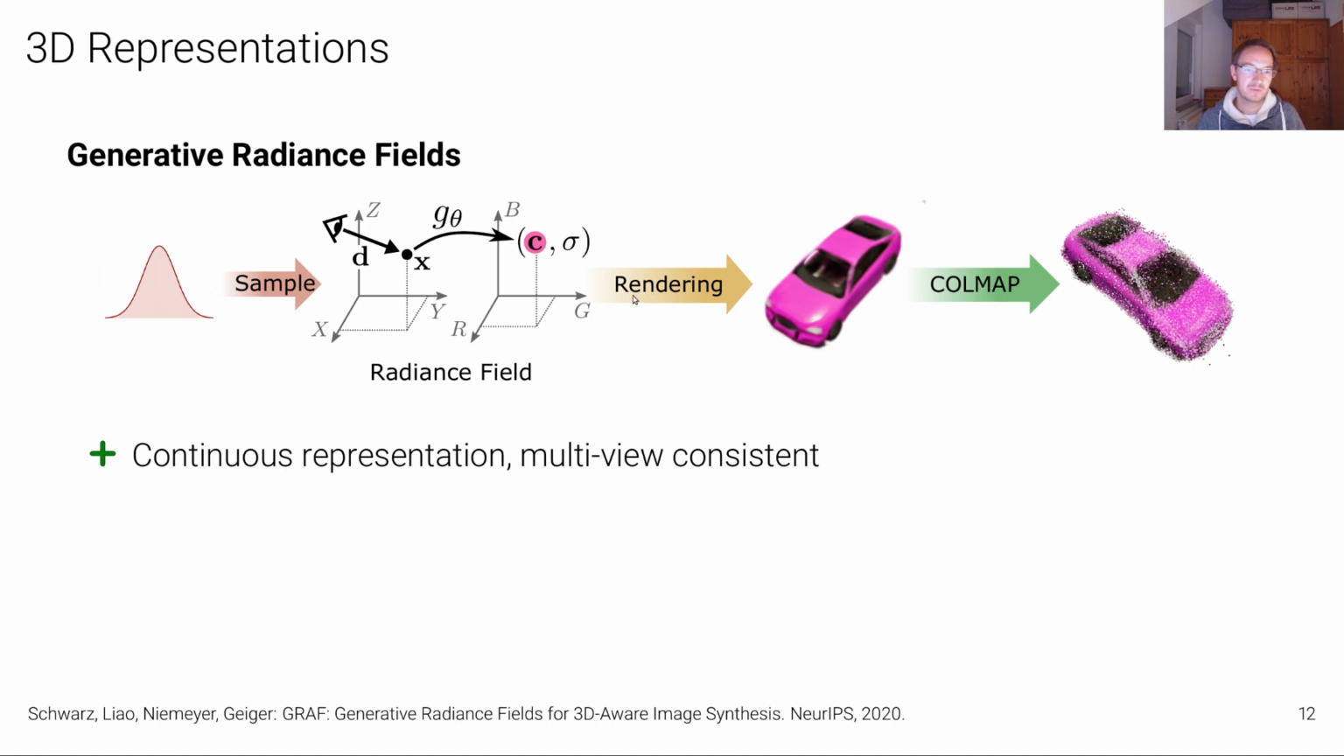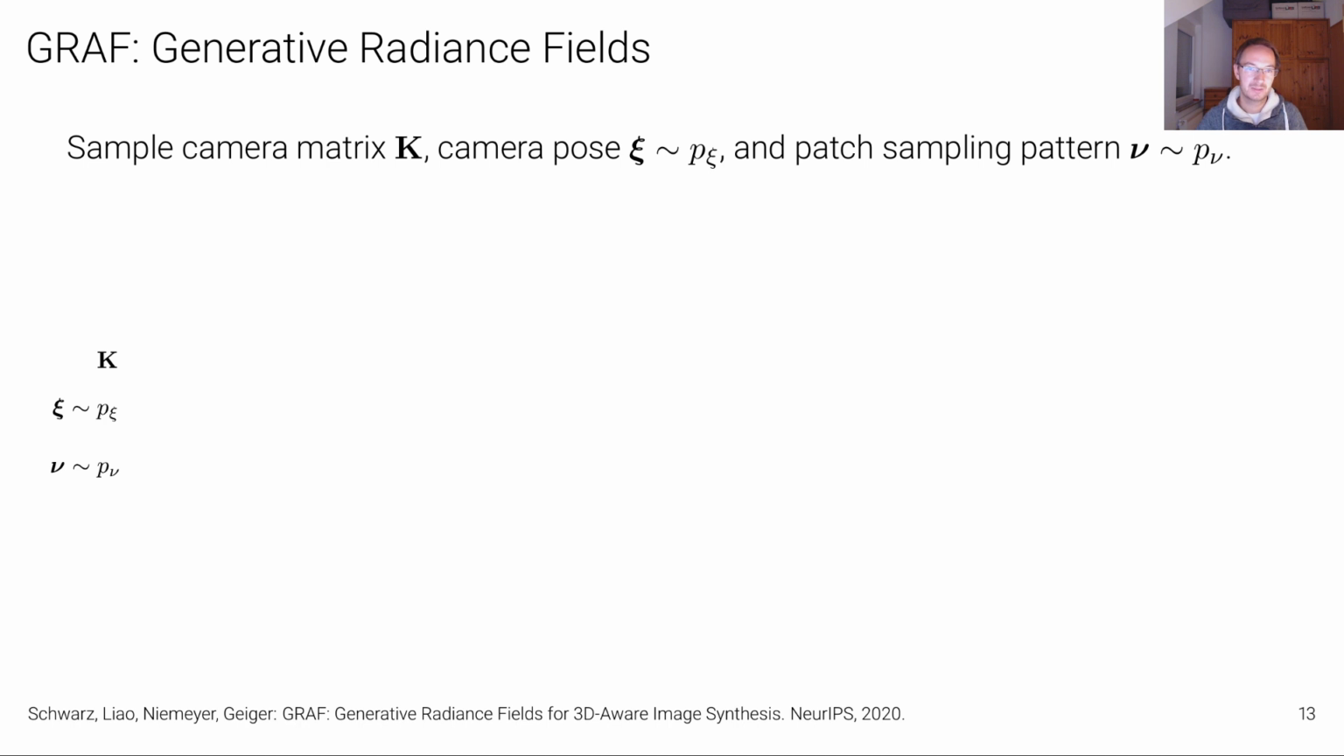Now this gives us a continuous representation that's by definition multi-view consistent, because we don't have a learned renderer, as you can also see here on the right in the reconstruction. If we take our model and generate multiple images from novel viewpoints and reconstruct that back using COLMAP, we get relatively clean reconstructions. It also leads to high image fidelity and has a relatively low memory footprint due to its neural implicit representation. Let's look at this model in a little bit more detail.